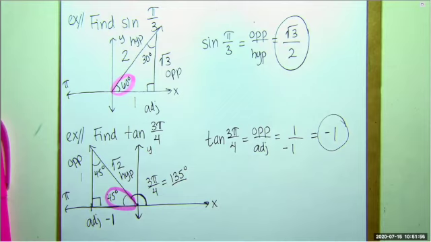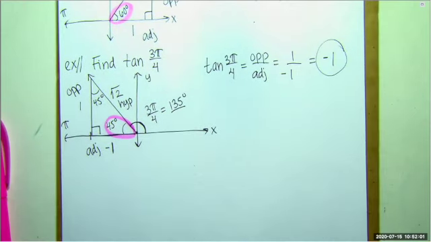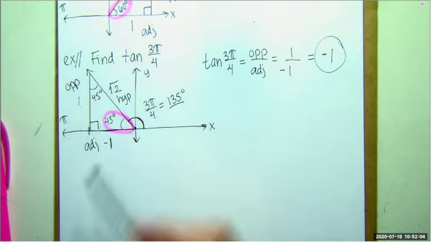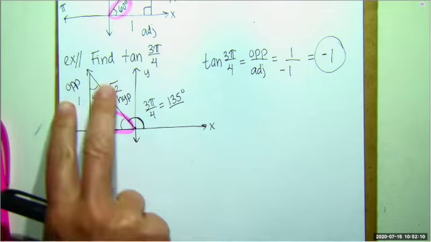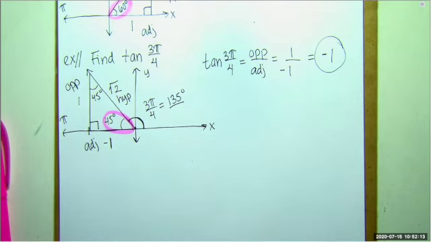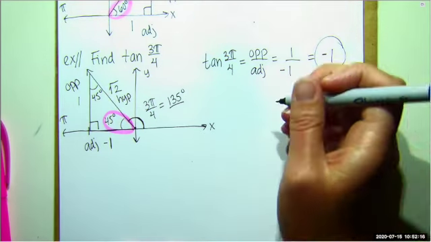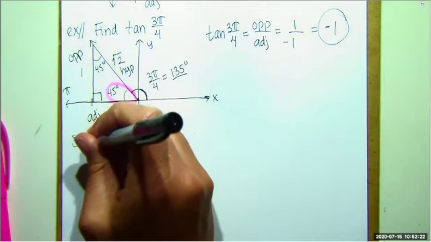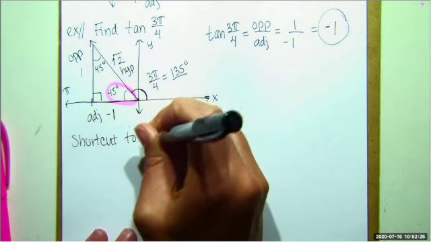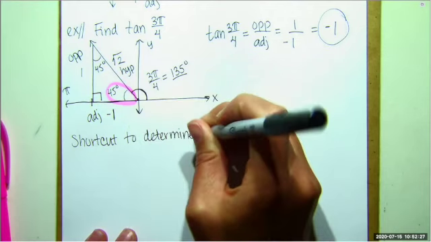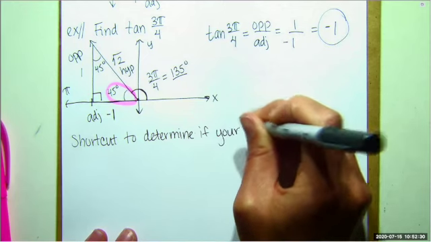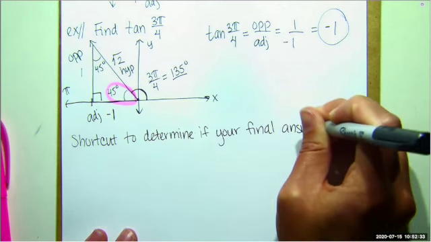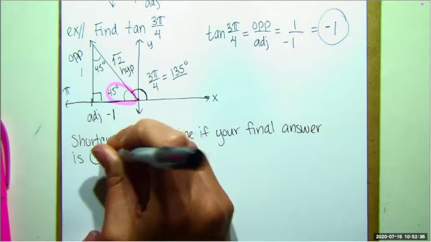Now, there's a shortcut for figuring out whether your final answer should be positive or negative. Throughout the semester, I don't care if you do it this way or use the shortcut. I like the shortcut because it requires way less thinking. You don't have to ask yourself, where's my angle, where's my side, positive or negative. We just use a shortcut. This is my shortcut to determine if your final answer is positive or negative.